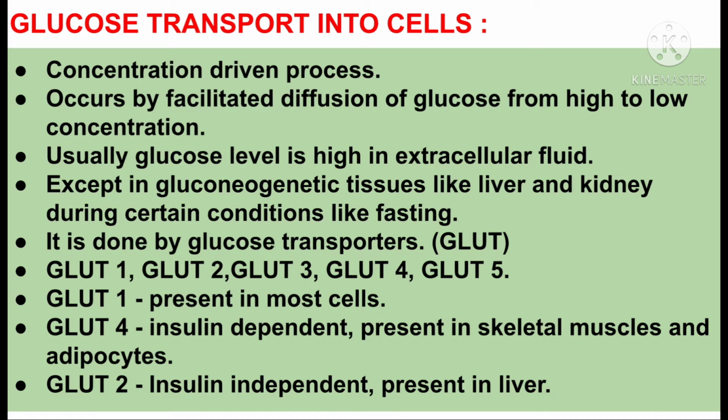It is done by glucose transporters. There are usually 5 glucose transporters described: GLUT1, GLUT2, GLUT3, GLUT4 and GLUT5. GLUT1 is present in most of the cells. GLUT4 is insulin dependent and is present in skeletal muscles and adipocytes. GLUT2 is insulin independent and is principally present in liver.